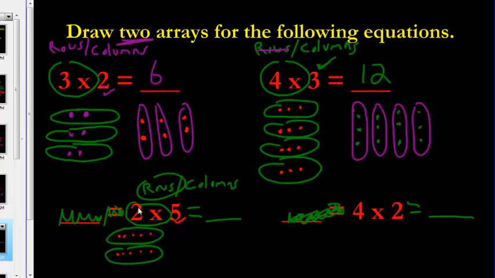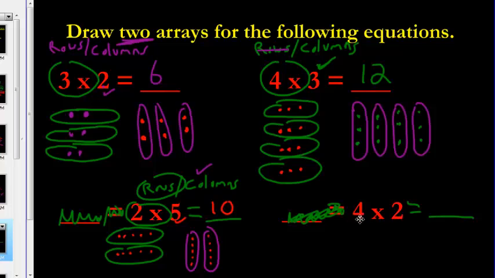Let's make our second one. So instead of 2 rows, we're going to make 2 columns. 1, 2. I didn't like that one. Let's make it a little better, like the first one. And I'm going to have to put 5 in each one. So I'm going to go 1, 2, 3, 4, 5, and 5 in this one. Line them up side by side. There you have it. And I get 10 altogether.